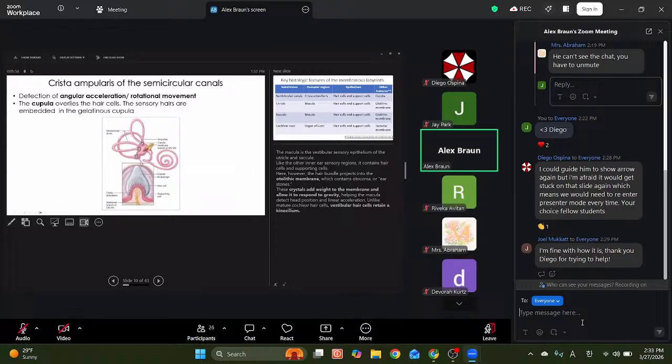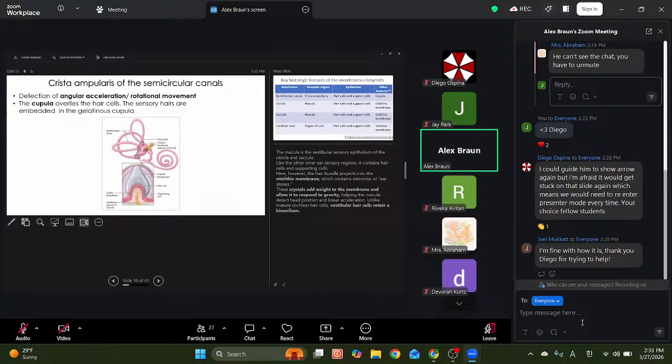These are hair cells and also support cells making up the crista ampullaris. The sensory hairs of these hair cells are embedded within the cupola. The cupola is a gelatinous membrane, just like the otolithic membrane, which is a rather gelatinous membrane.